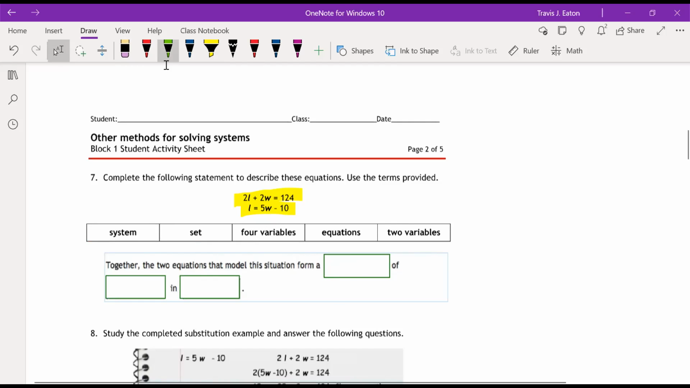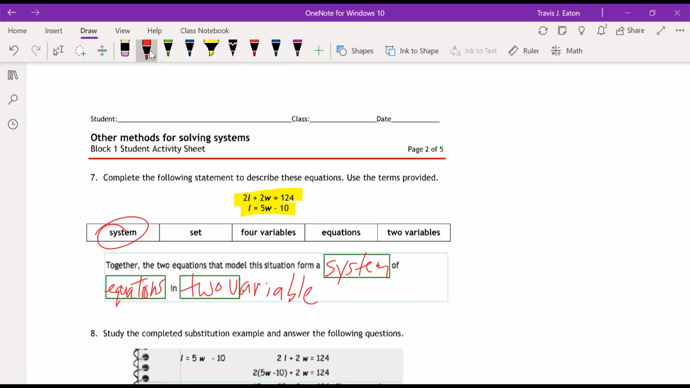Well, I guess I'll have to write it because it's not going to let me type it there for whatever reason. So these two things form a system of equations. Please make sure that you're following along in your book. And in how many variables? Well, how many variables do we see? We see 2 variables. All right, so we've got a system of equations in 2 variables, and we won't need these. Okay, perfect.